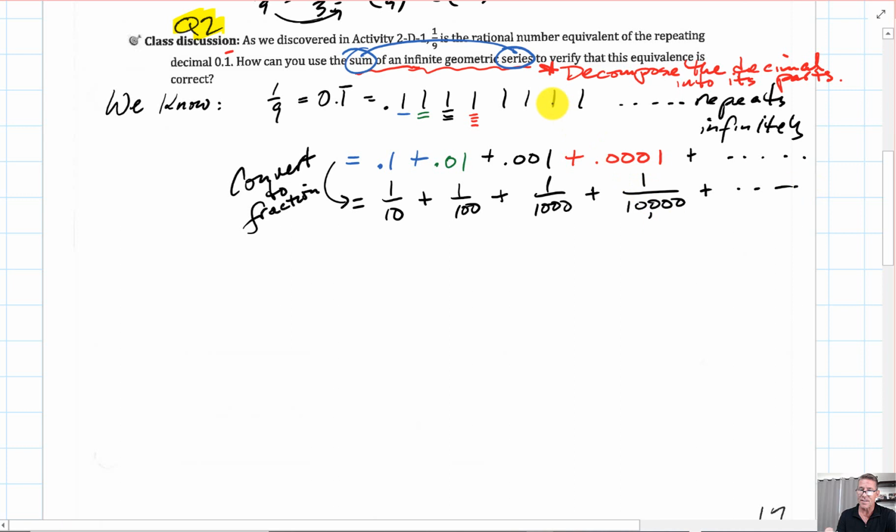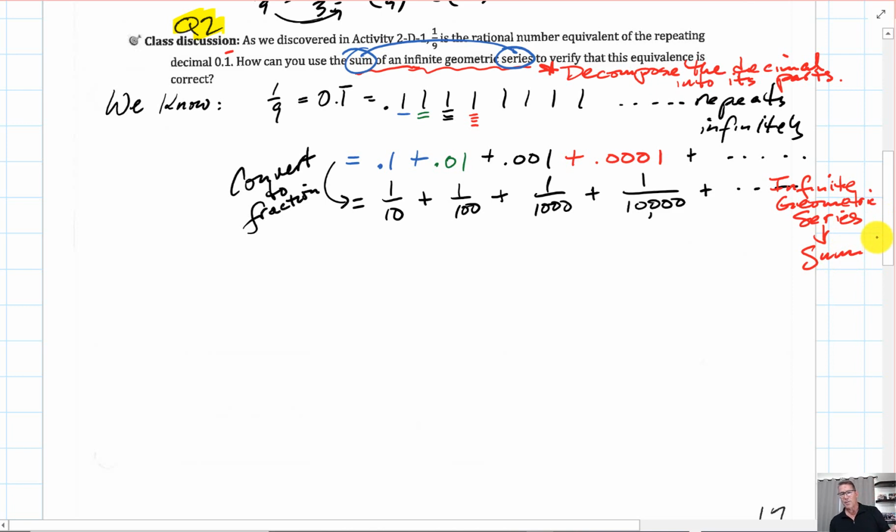Again, series is the sum of fractions or terms. This is called an infinite geometric series. So let me write that down. So this is an infinite geometric series. I'll explain why in a minute. It's a sum, an infinite sum.